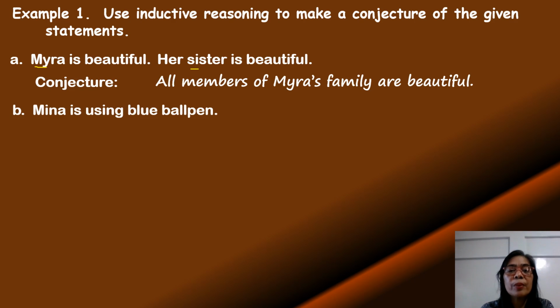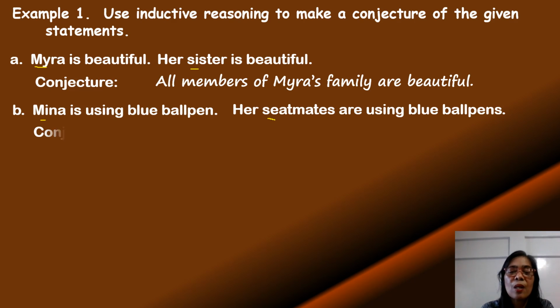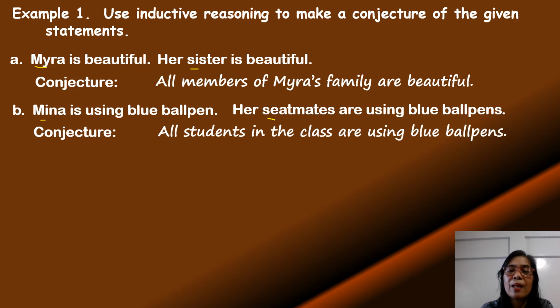Here's another example. Mina is using a ball pen. Her seatmates are using ball pens. So we observe in here that Mina and her seatmates are using blue ball pens. And so our conclusion, we say that all students in the class are using blue ball pens.